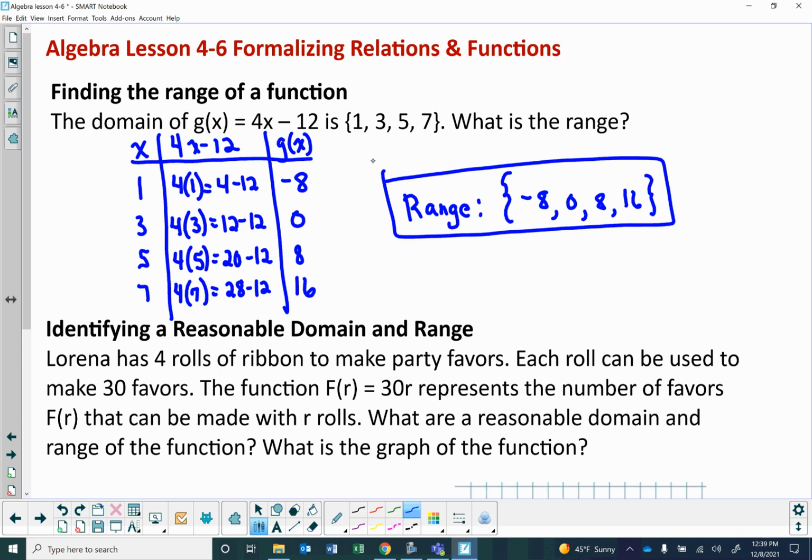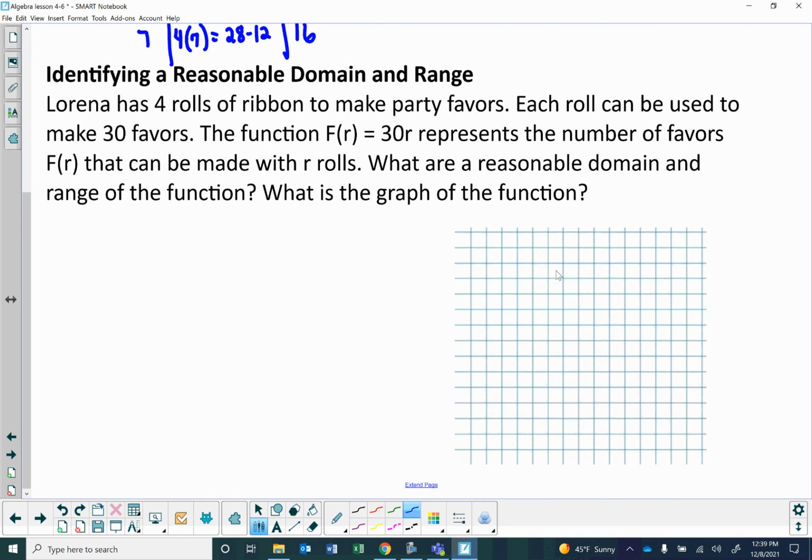The last thing we need to be able to do is identify a reasonable domain and range if given a word problem, a real world problem. Here we have, Lorena has 4 rolls of ribbon to make party favors. Each roll can be used to make 30 favors. The function f of r, notice I told you it can be something other than x, f of r equals 30r represents the number of favors f of r that can be made with r number of rolls. What are a reasonable domain and range, and what is the graph?